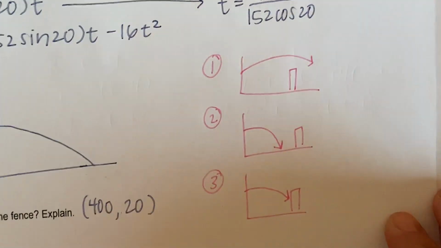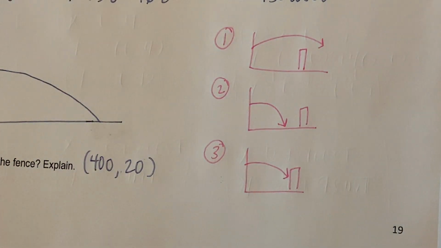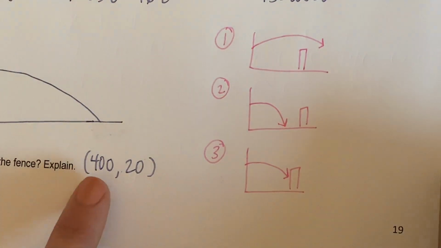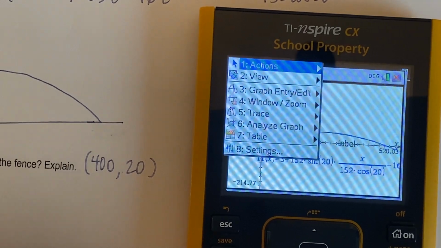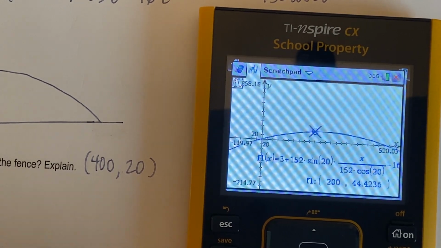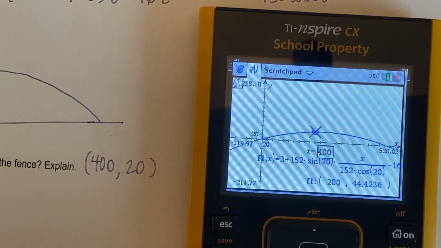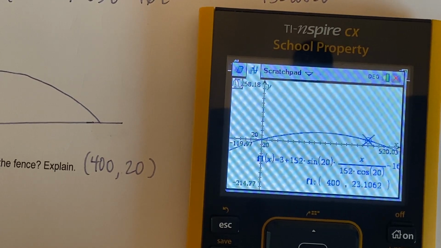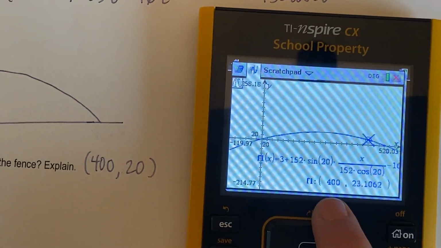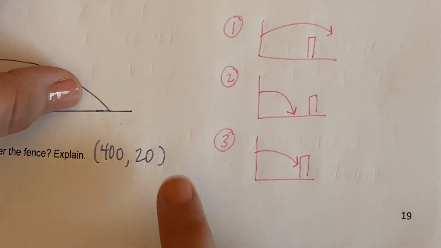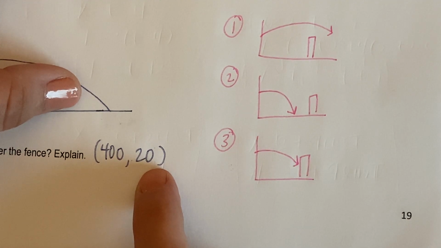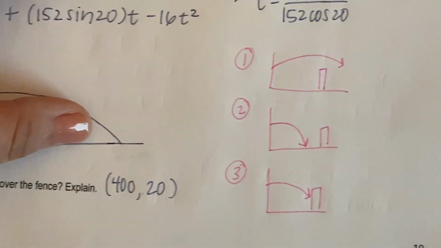And so we're going to figure out what happens in our graph by doing graph trace and typing in this x value. So menu, trace, graph trace, and I want to know what's going on at 400 feet away. So at 400 feet away, my ball is 23 feet in the air. Well, if the fence is only 20 feet tall, that means my ball's over the fence. So we have option 1 here.